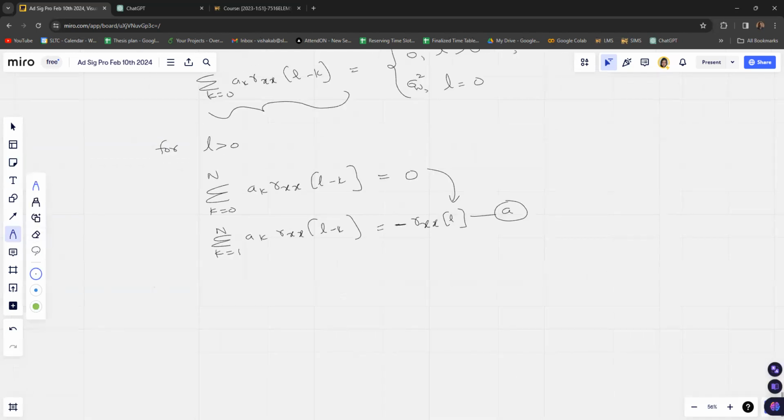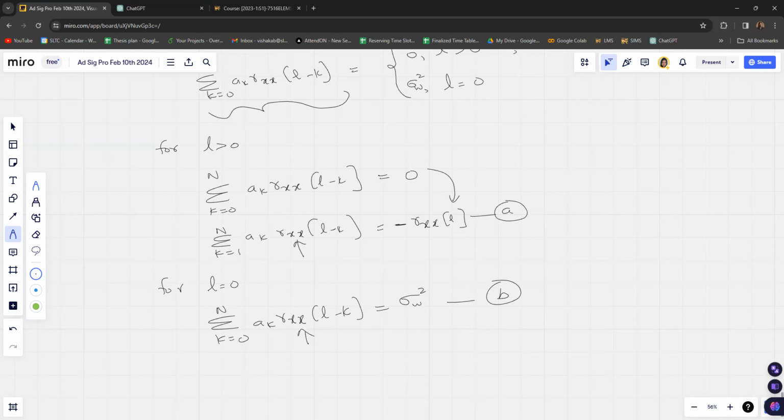Another relationship can be taken by considering the L equals 0 condition, where the sum of all the values of this equation is equal to the variance value, which is sigma square W. So this is the second equation that we can have for the Yule-Walker equations. These can be used to find the values of this correlation matrix Rxx. This one we can find by solving these A and B equations.